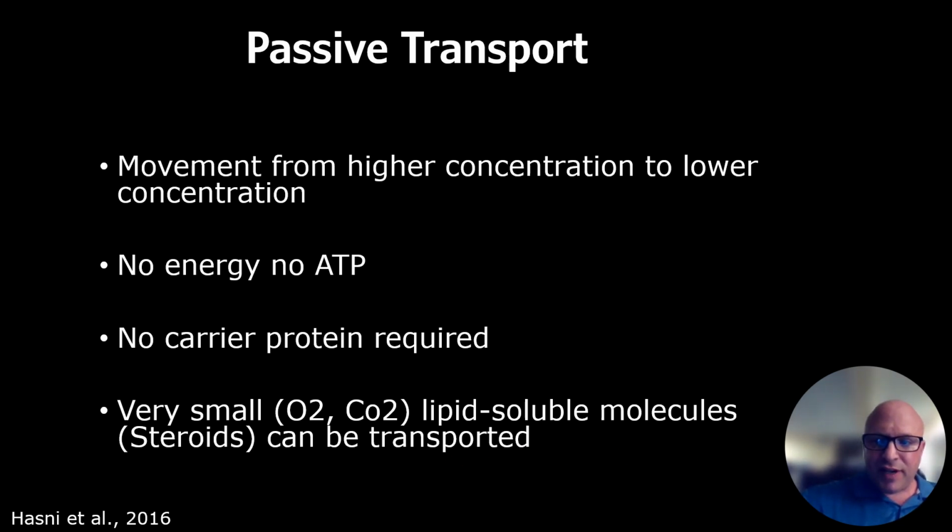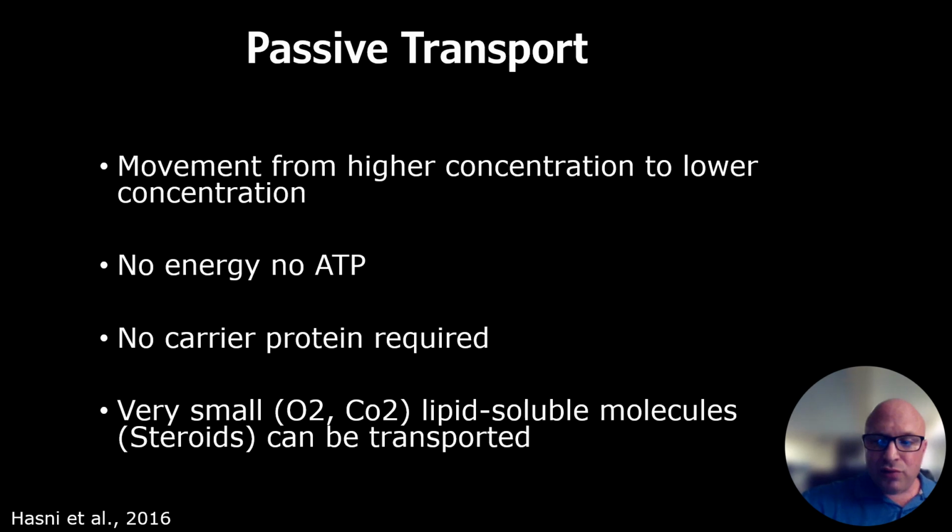Passive transport is a type of cellular transport that occurs without the need for energy. In this process, molecules move from an area of higher concentration to an area of lower concentration. Unlike active transport, which requires energy and carrier proteins to move molecules across the cell membrane, passive transport occurs spontaneously. However, it's important to note that not all molecules can be transported through passive transport. Only very small lipid-soluble molecules like oxygen, carbon dioxide, and steroids can diffuse across the cell membrane. These molecules move through the phospholipid bilayer of the cell membrane, which is composed of hydrophobic tails that repel water and allow small nonpolar molecules to pass through.